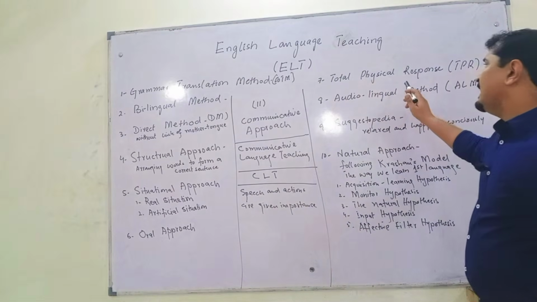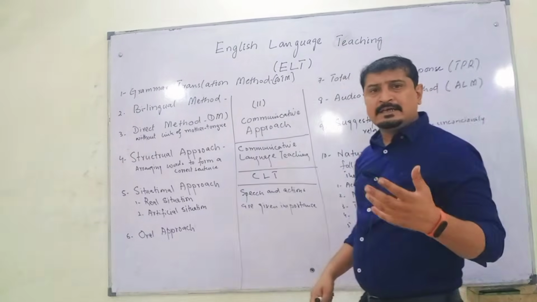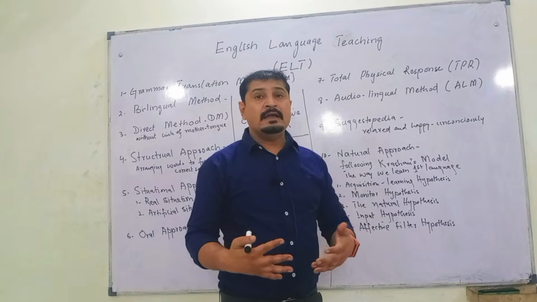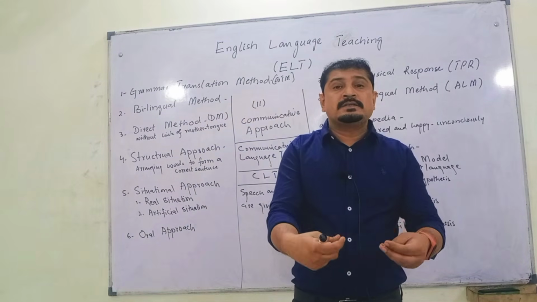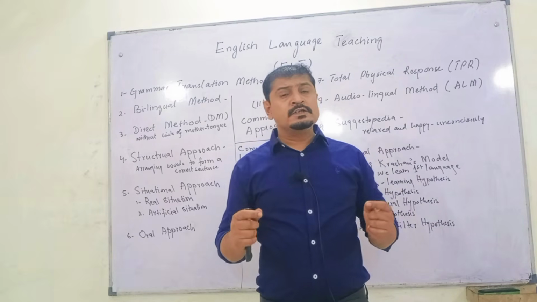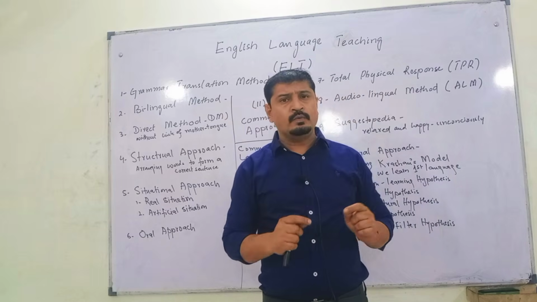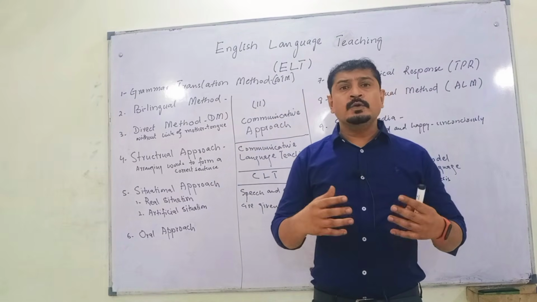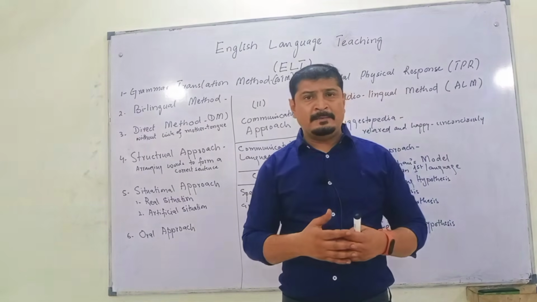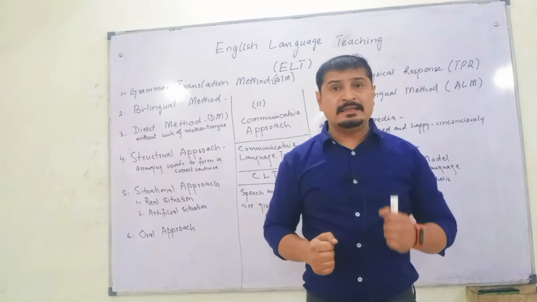Number seven, we have total physical response, in short form TPR, where the teacher gives 100% to the students to teach them English language. It is mostly observed in our nursery, KG classes or grades one to three, where the teacher uses certain expressions and body language to teach the language. For example, run, and then he does like this.